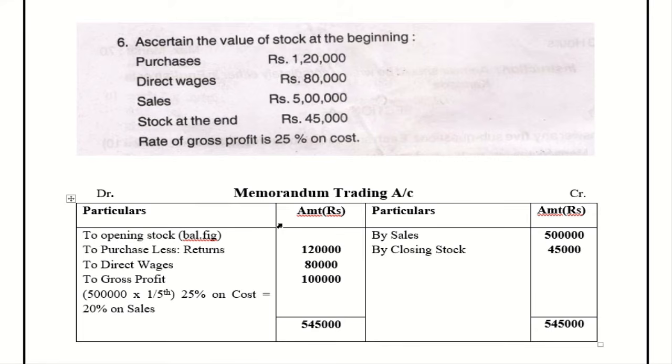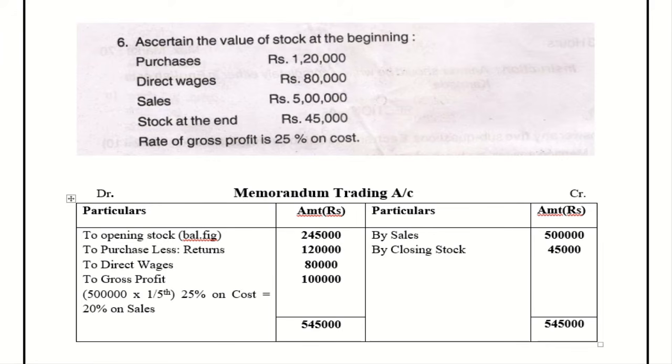They have given the profit rate on cost, but we have sales. Therefore, we need to convert this profit rate on cost into a profit rate on sales. Therefore, gross profit is 5 lakh into 1/5, since 25% on cost equals 20% on sales. So 5 lakh into 20%, you will get 1 lakh. Now just make the total. The credit side will be 5,45,000 and the debit side will be 3 lakh. Then the difference is 2,45,000. So that is the opening stock, 2,45,000.